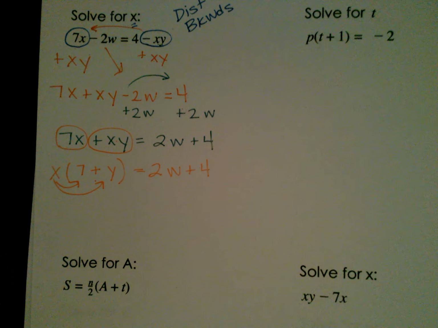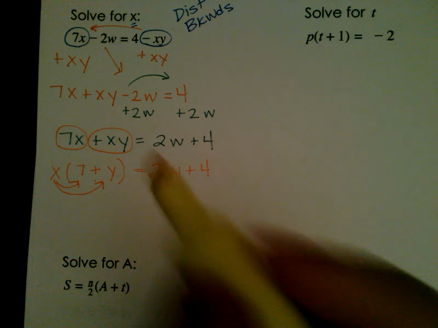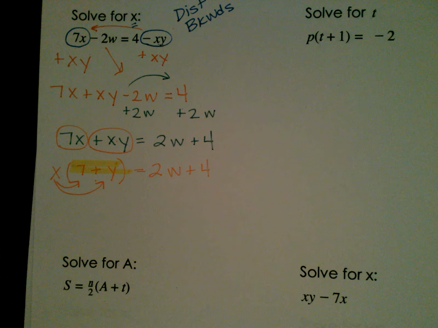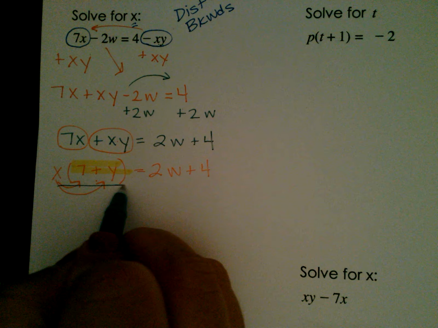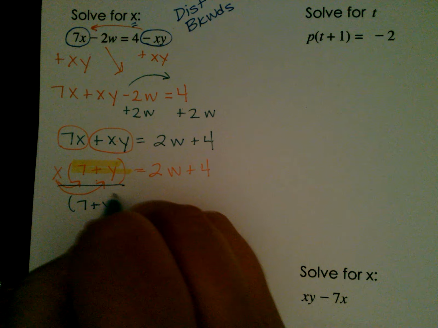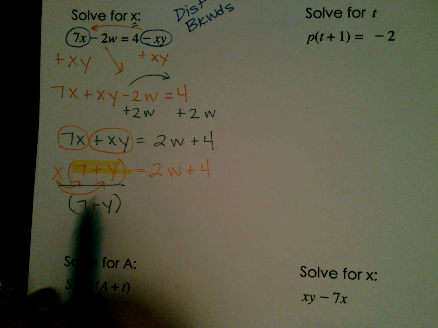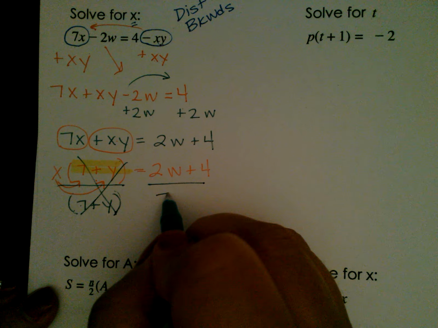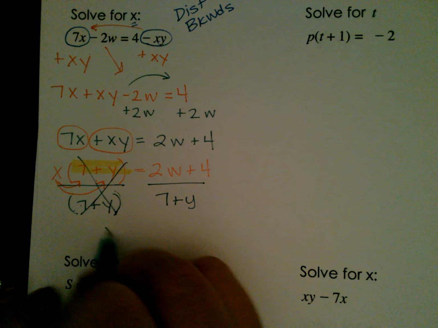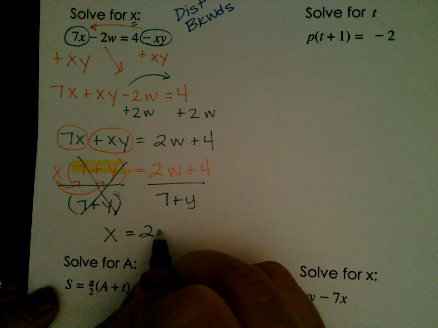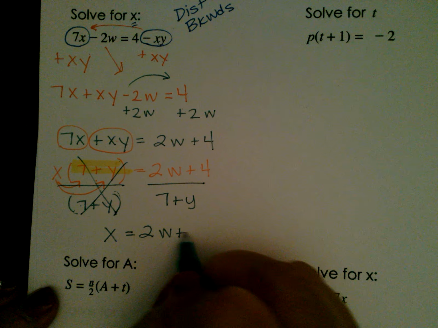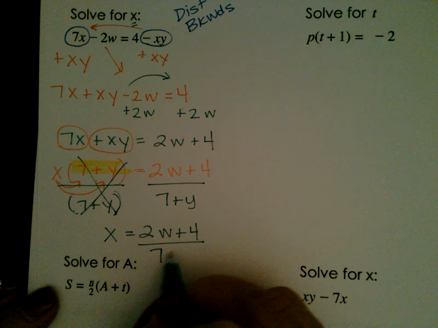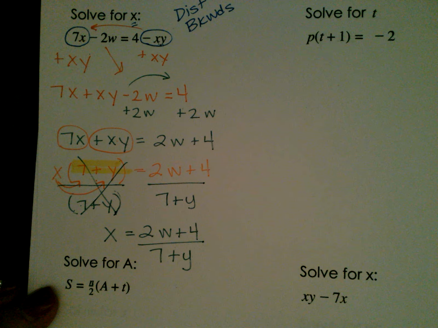Great. Hopefully you see, what did we create by distributing backwards? We created a group. We are now going to move the group from the left-hand side of the equal sign to the right-hand side. It travels together. It is grouped together. You may not separate it. I will divide this side by that also. So x equals 2w plus 4 divided by 7 plus y.